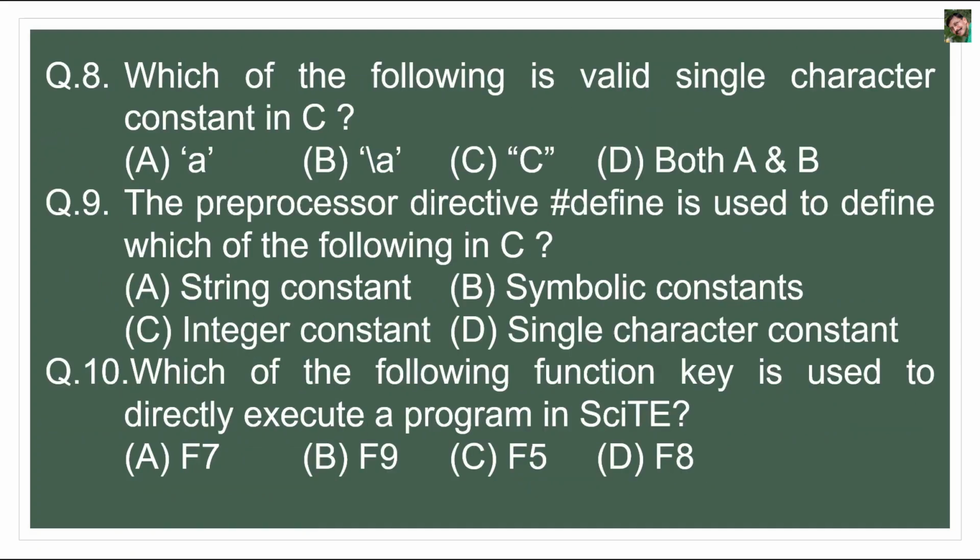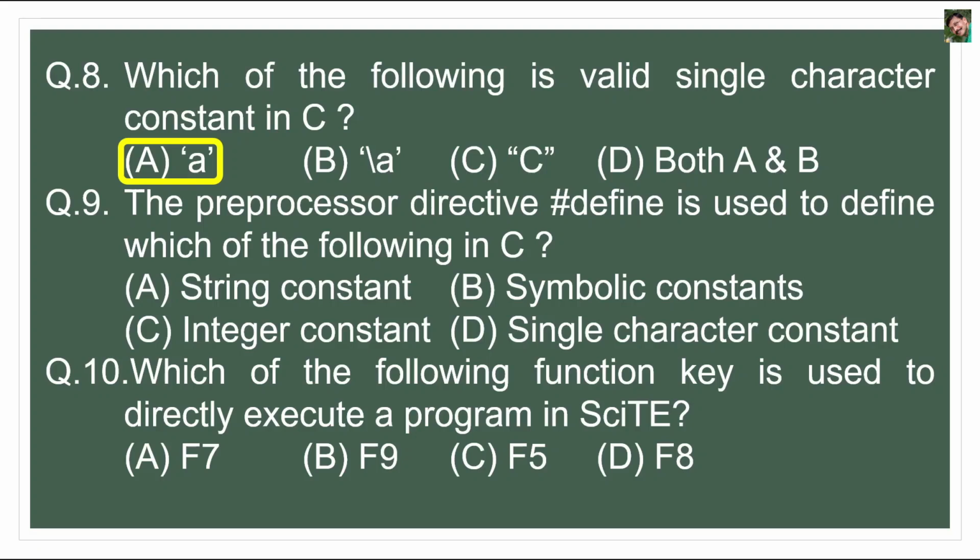Moving over to question number 8. Which of the following is a valid single character constant in C? Again, the answer is very easy to say. Single character constant means there should be only a single character. There cannot be more than one character. And obviously the answer is A, where there is only a single character written. And again, a single character constant is always written within single inverted commas. So option C is also not correct.